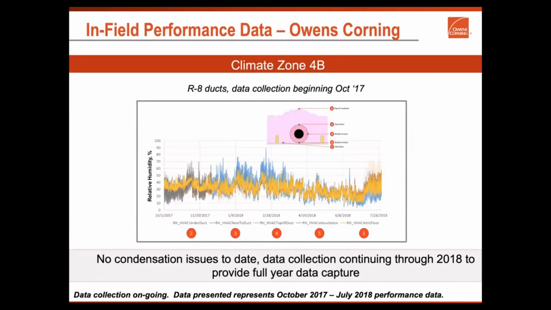No problem. All right. So Climate Zone 4B doesn't matter to us. This was the Ladysmith stuff. This is the one that we monitored. And we're testing, and we found no condensation to date. We actually have pulled our sensors from that, but there hasn't been much of a concern.